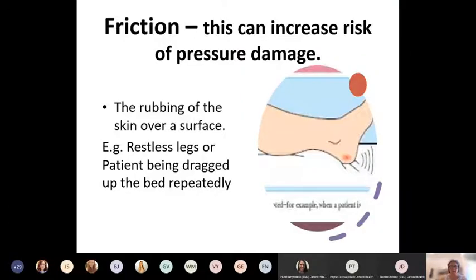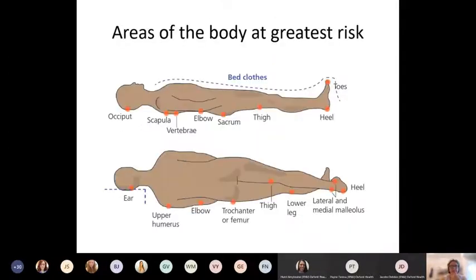And then friction, so this can increase your risk of pressure damage, and it's the rubbing of skin over a surface. So it could be somebody with a tremor or with restless legs, or actually poor manual handling. Somebody's repeatedly being moved on the bed and they're not having a slide sheet put underneath their heels, and their heels are being dragged up the bed there. It can also be part of transferring techniques, so people scuffing forwards in a chair or on a bed.